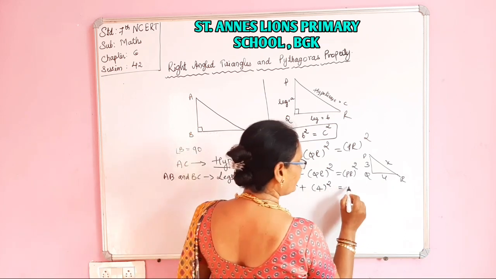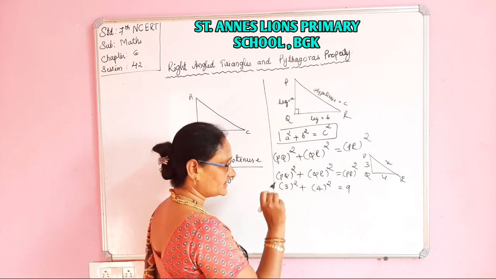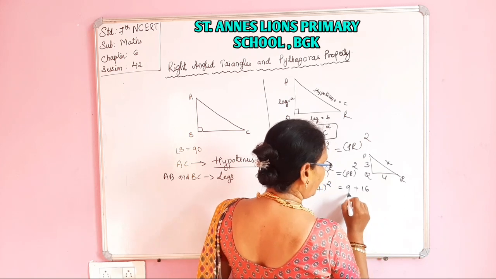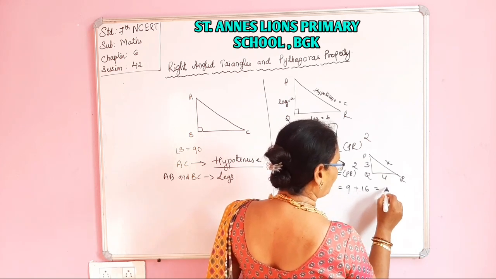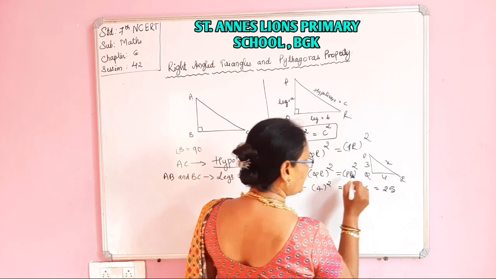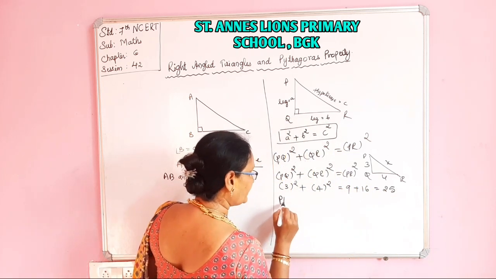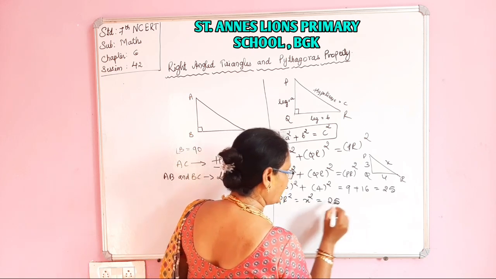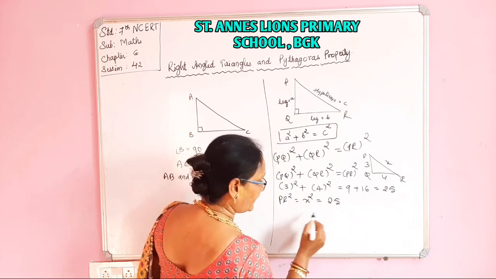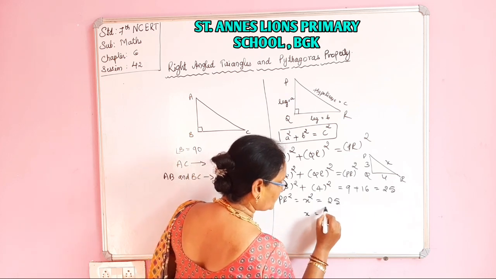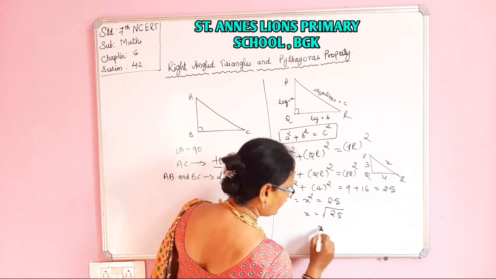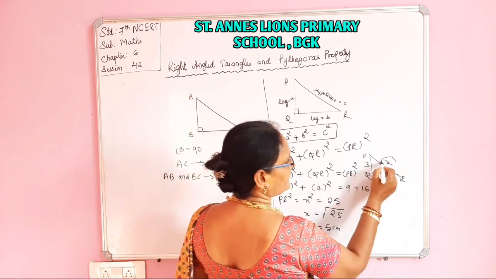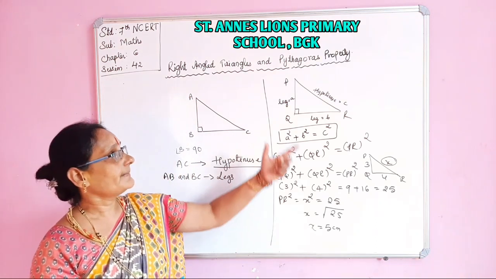3 square means 3 into 3, that is 9. 4 square means 4 into 4, that is 16. 9 plus 16 is equal to 25. That means PR square is equal to X square is equal to 25. X square is 25. What about X? So X is equal to square root of 25, which is 5 centimeter. So now the value of X is found out with the help of the Pythagoras property.